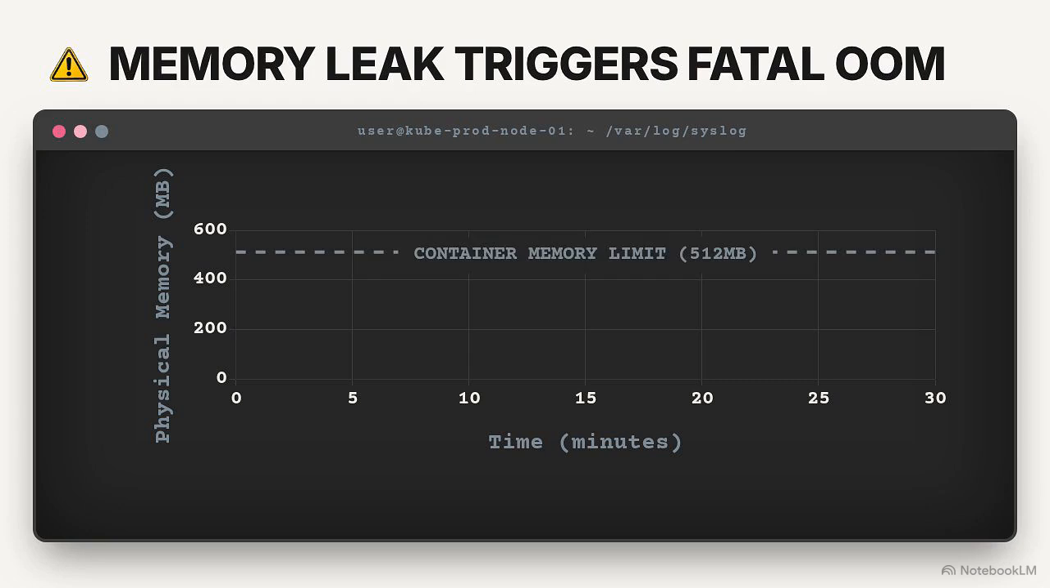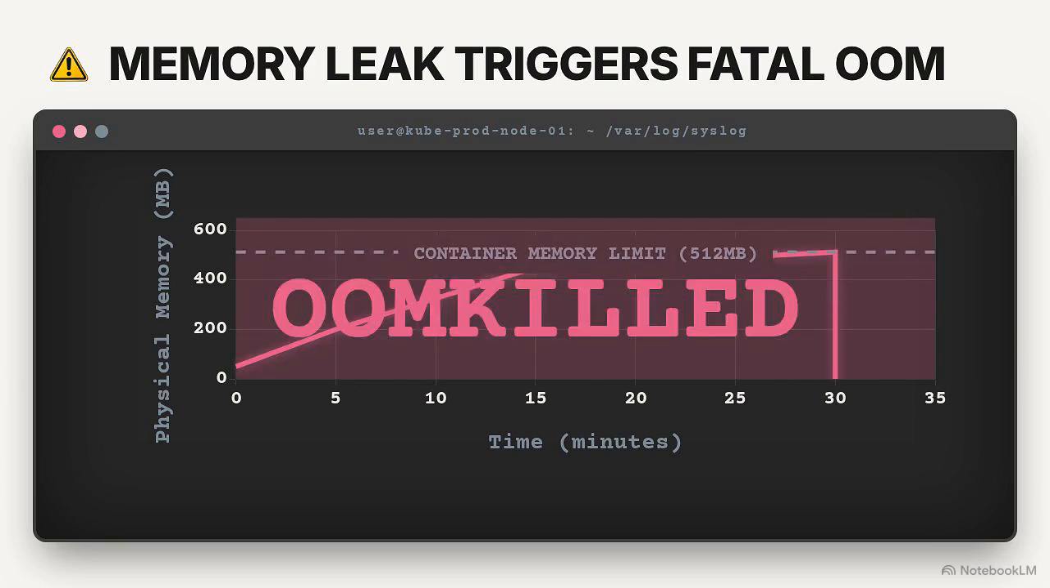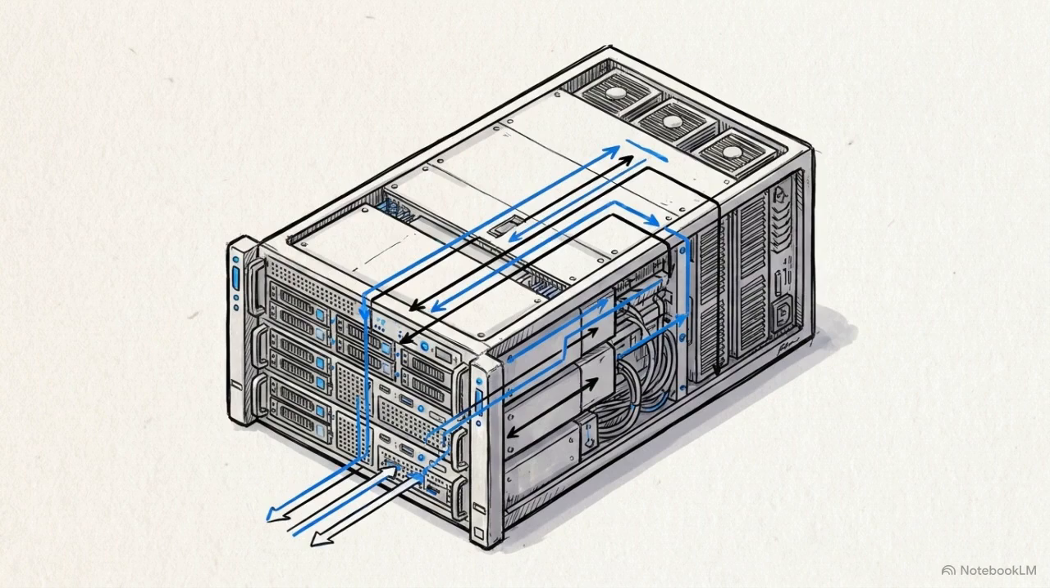Look at this terminal. This is physical memory consumption for a Go service I deployed. It climbs past 200 megabytes, hits 450, and at the 30-minute mark, Kubernetes executes a harsh reality check with an out-of-memory kill. This service is a standard bidirectional gRPC streaming pipeline.